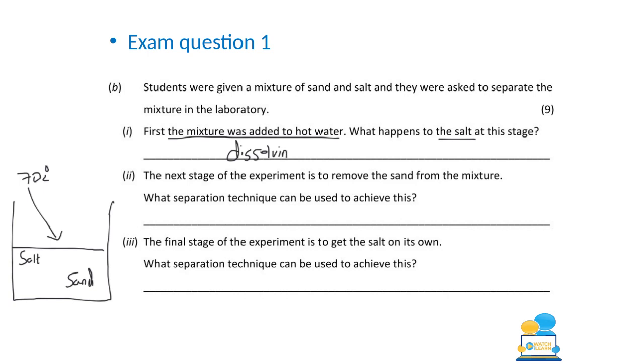The next part of the question looks at removing sand from the mixture. So we have sand, salt and water. Now remember, the salt has dissolved into the water at this point. So what separation technique could we use to separate the sand from the salt and the water? Now bear in mind that sand is our example of an insoluble substance, which means it won't dissolve in the water.